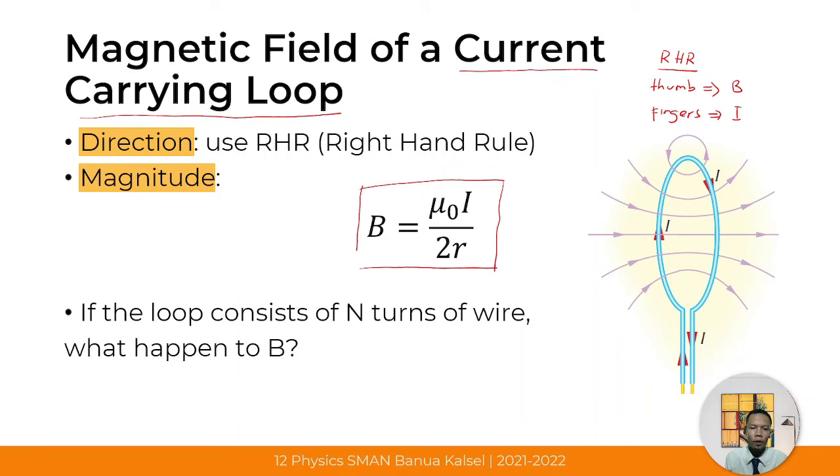How about if we have n number of turns? What happens to the B? If we already have this one, we can just multiply it with n. Mu 0 I per 2R. So if we have, for example, 5 turns, the result is B times 5, 10 turns just times 10, or maybe it is half, so we just times half. We will check in the sample questions. Take a note for this one, make sure you got everything.